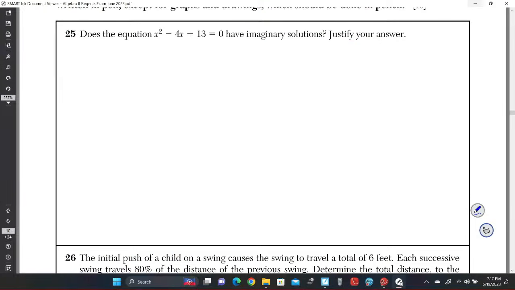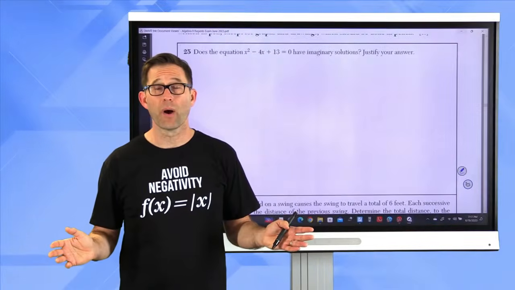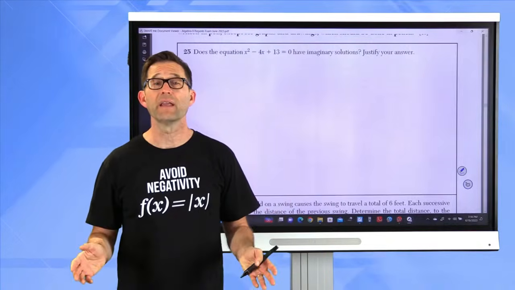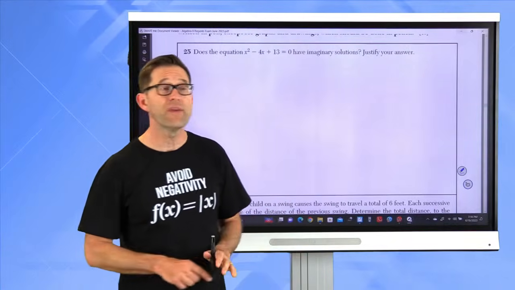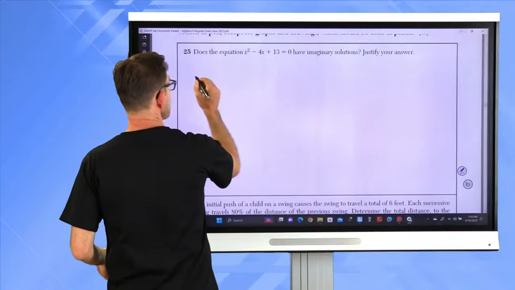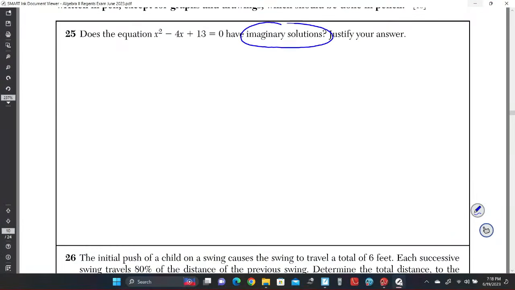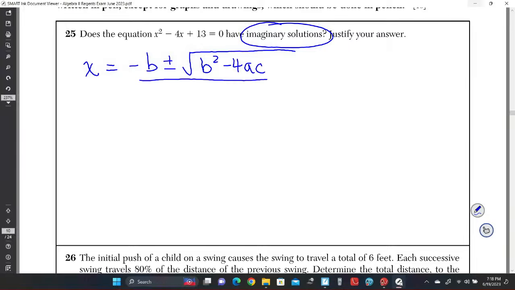Does the equation x squared minus 4x plus 13 equals 0 have imaginary solutions? Justify your answer. Well, one way to do this problem is to simply find the solutions. And the way that you would find the solutions typically, especially if you think they could be imaginary solutions, is by using our friend the quadratic formula. You really can't use anything besides that or completing the square in order to get imaginary solutions.